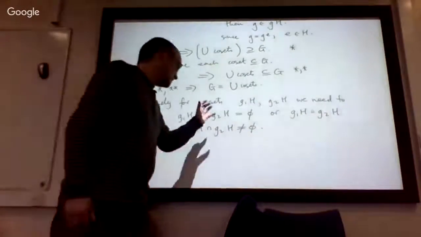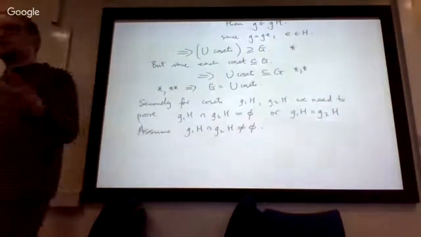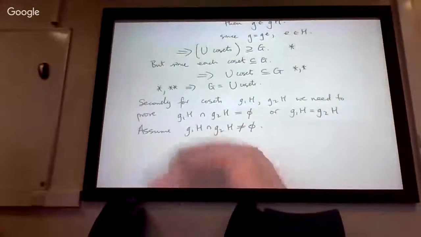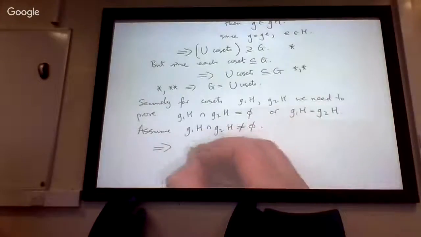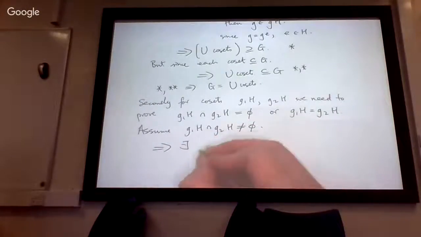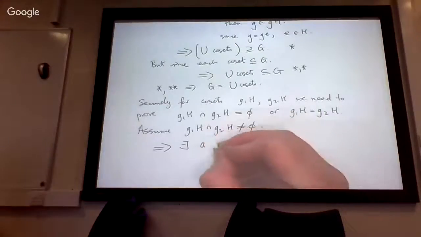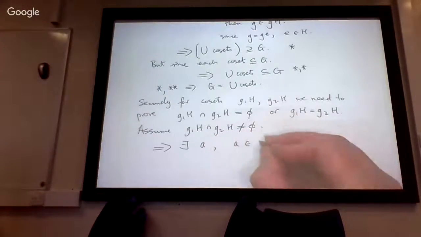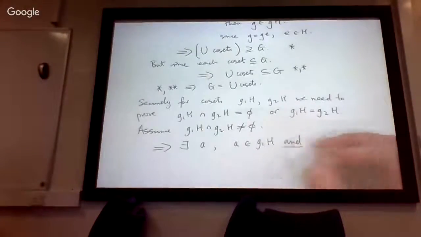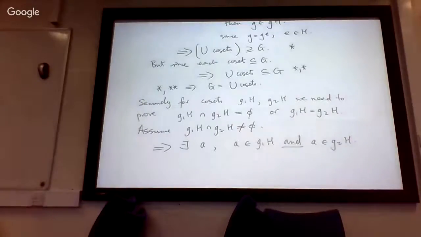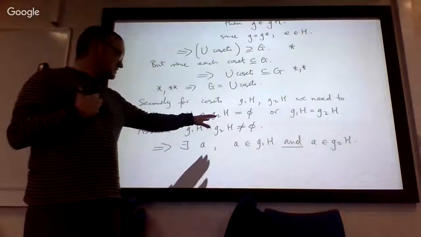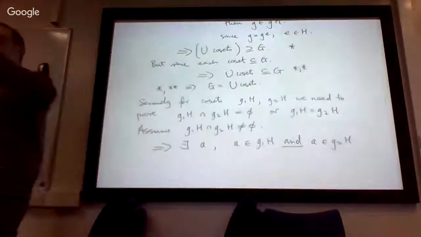So what we're trying to conclude from this is that the two cosets must be equal. If the intersection is not empty, that means there exists an element, which he calls A, such that A is an element of G1H and A is an element of G2H. So there's something in the intersection. If the intersection isn't empty, pick one of the elements from the intersection.